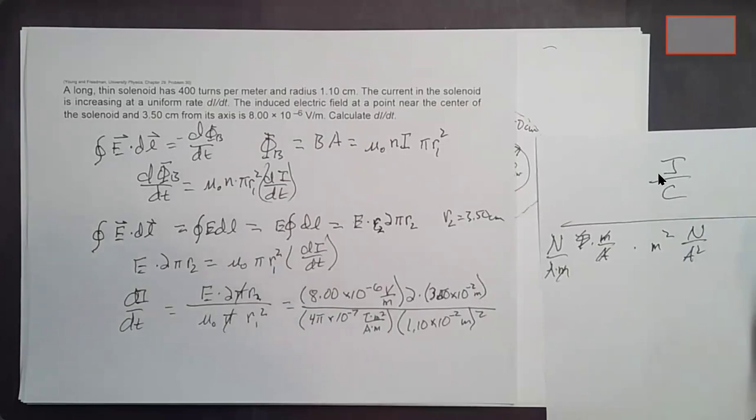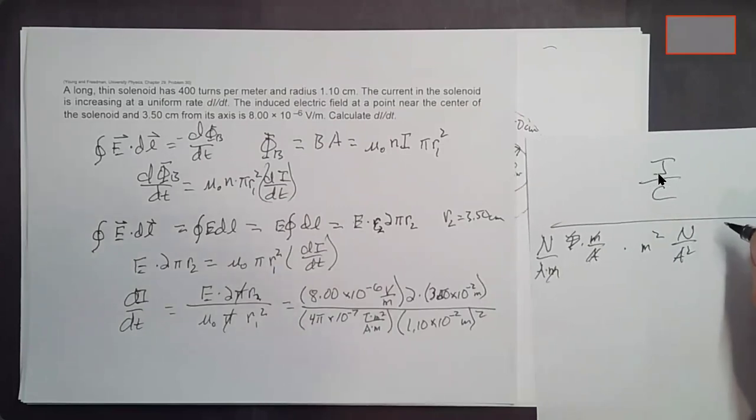Let's see. Okay, and now I'm starting to wonder, the di dt should be amps per second, I think. And that's not what I'm seeing.